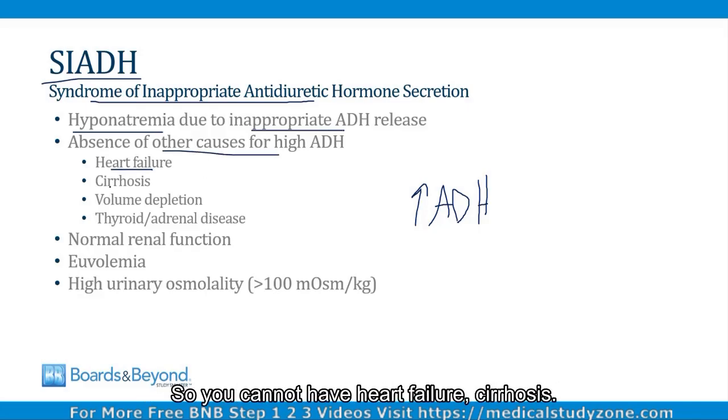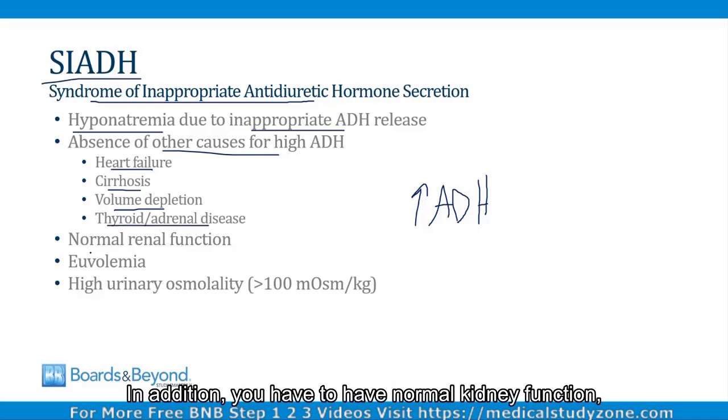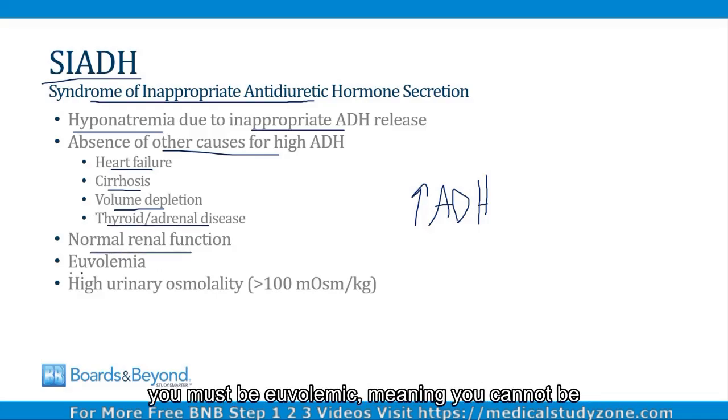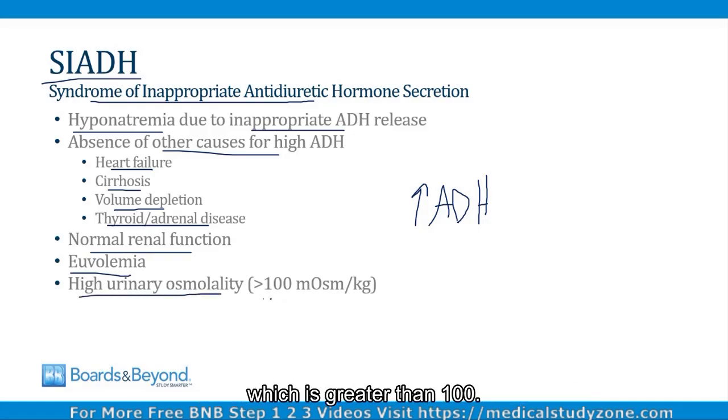And in order to have SIADH, you can't have any of the causes we mentioned in the last few slides. So you can't have heart failure, cirrhosis, you cannot be volume depleted, and you cannot have thyroid or adrenal disease. In addition, you have to have normal kidney function. You must be euvolemic, meaning you cannot be volume depleted or volume overloaded. And finally, you have to have a high urine osmolality, which is greater than 100.